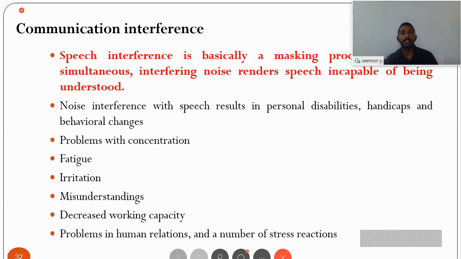Next is decreased working capacity, where the capacity of the working environment reduces. Problems in human relations are also found, and stress reactions. Another main thing is the stress reaction: while we are telling something to someone and it is not getting conveyed, at that time we will get stressed.